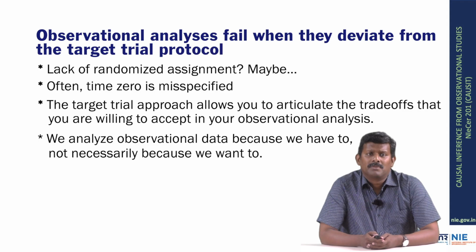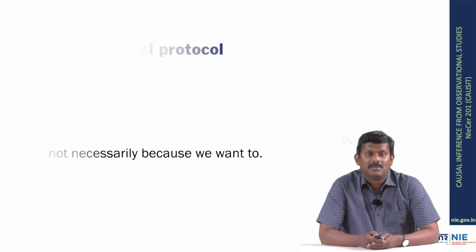In this particular approach, where we use a target trial protocol and then analyze the observational data, we are bound to fail under certain conditions. One is the lack of randomized assignment, which can be addressed by adjusting for confounders. That is essential for making sure there is randomized assignment. Often, time zero is misspecified. The target trial approach allows you to articulate these trade-offs that you are willing to accept in your observational analysis. And we analyze observational data not necessarily because we essentially want to.